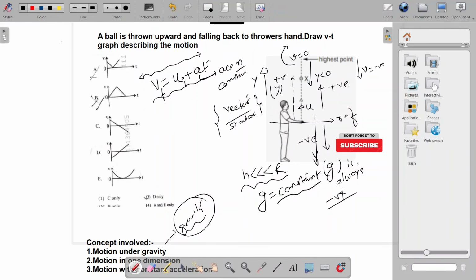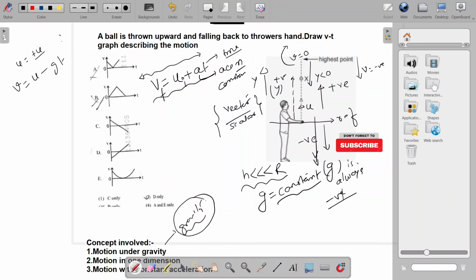Okay, so let us try to frame this equation while the ball is going up. When the ball is going up, you can see the velocity at any given point of time t can be written as u minus gt, because u is positive here, so we are just putting the positive u, but acceleration is minus g, that's why we are putting the g.